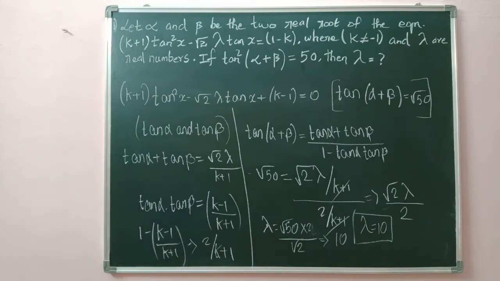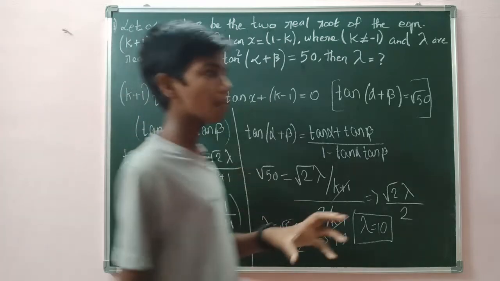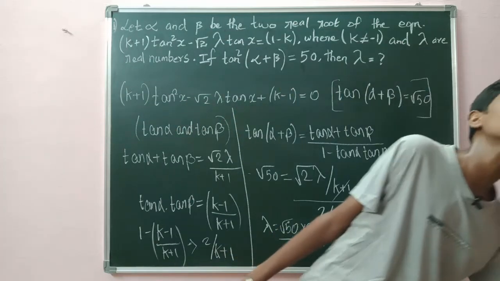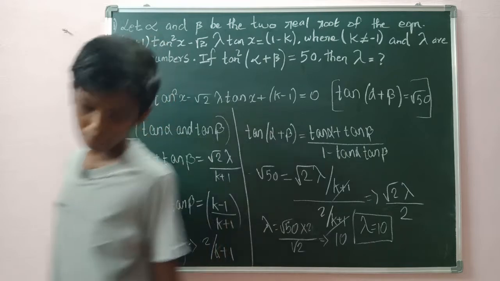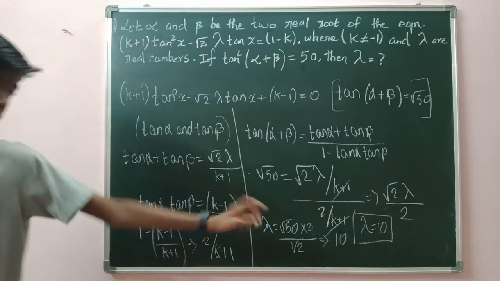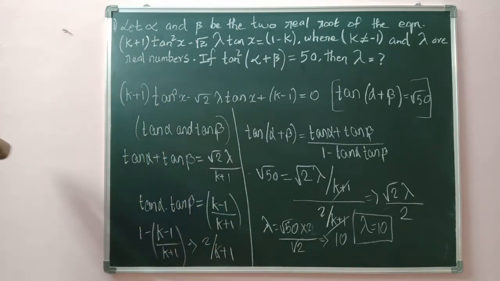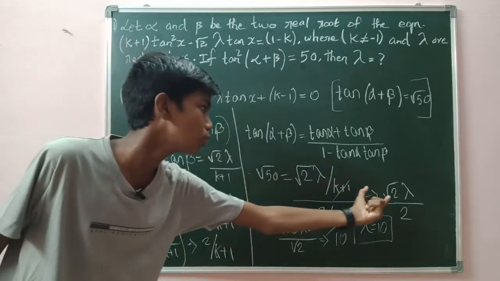The basic thing that you guys are supposed to know is this trigonometric formula: tan of a plus b is tan a plus tan b over 1 minus tan a tan b. Very important, okay? So your value of lambda is 10, and that's the answer for the question. Just solve this, guys: root 50 is equal to root 2 lambda by 2.